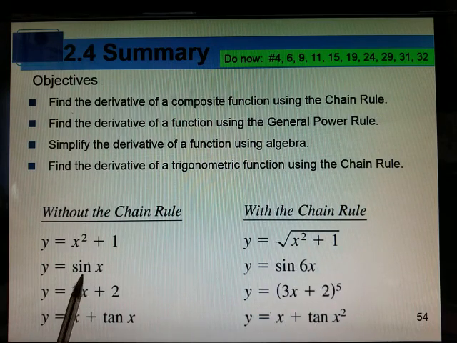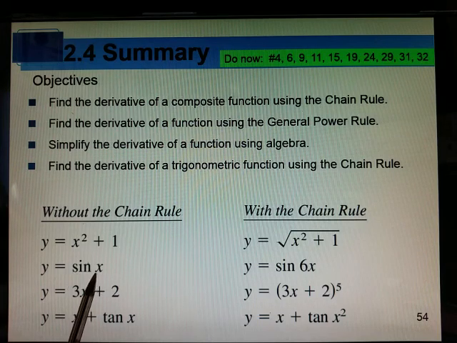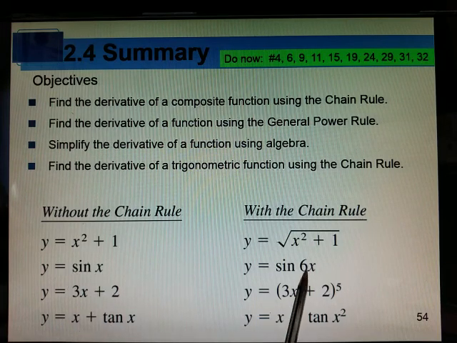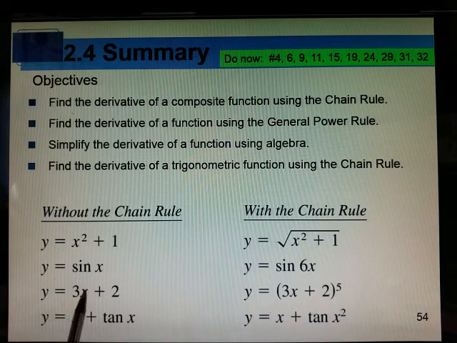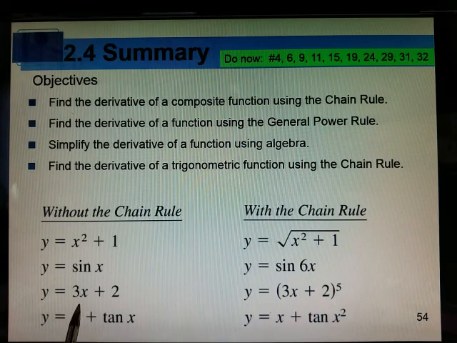We can take the derivative of the plain sine of x. This is trig of a plain variable. This is not a plain variable, so its derivative would be the derivative of the sine of 6x, that's cosine 6x, but then times the derivative of that 6x, which is 6. The derivative of this simple polynomial would just be 3.